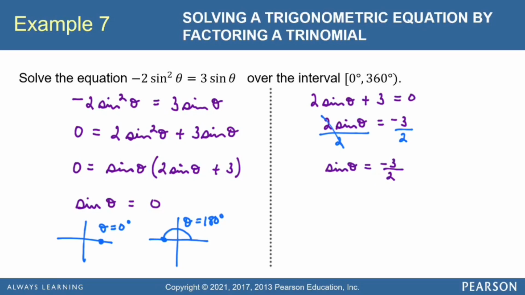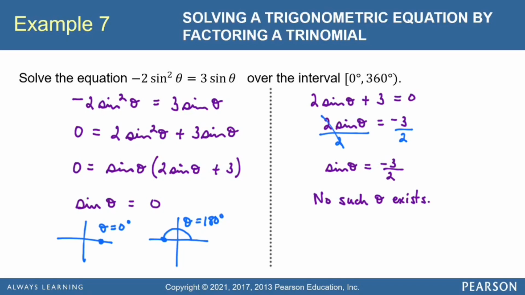Now we already know that all sine values have to be between negative 1 and positive 1, and this number is not between negative 1 and positive 1, so this is not a valid sine value, and therefore no such angle exists, and this factor produces no solutions.